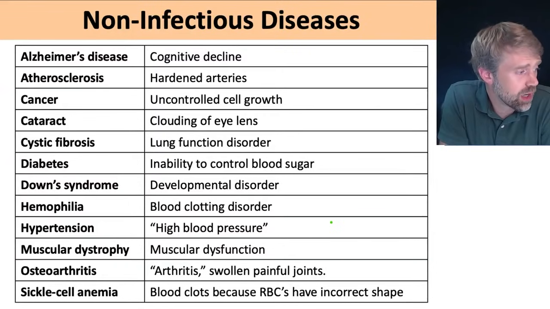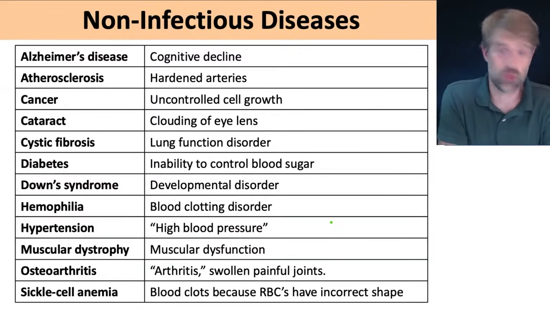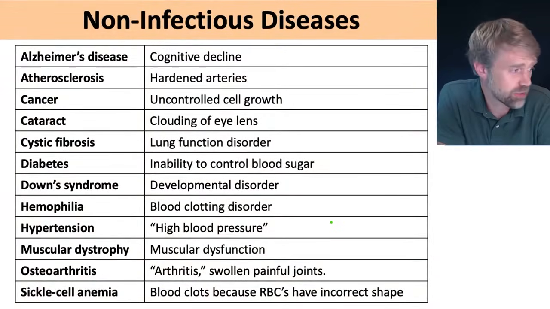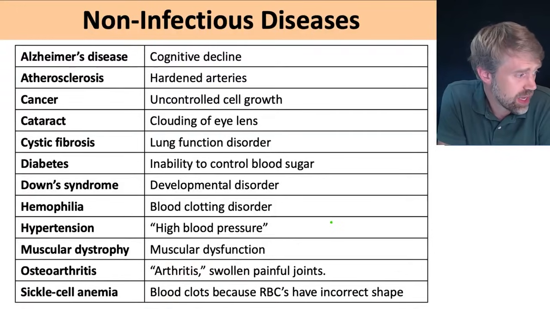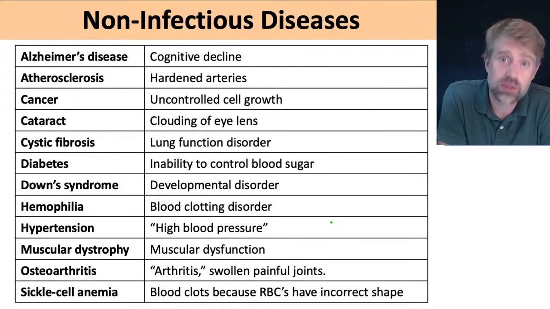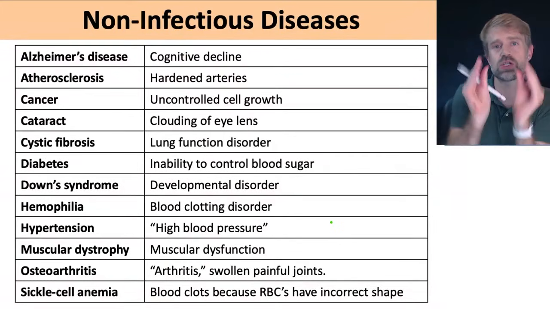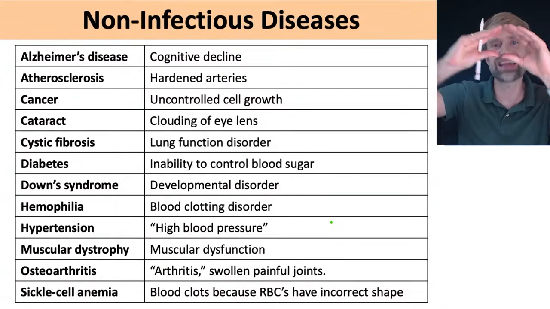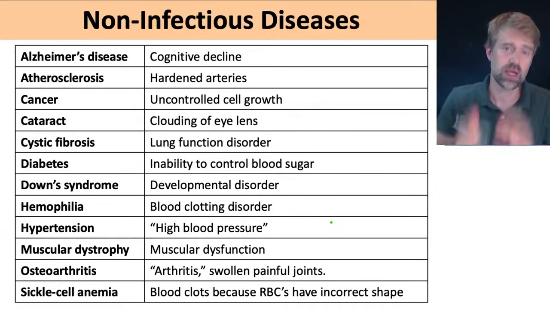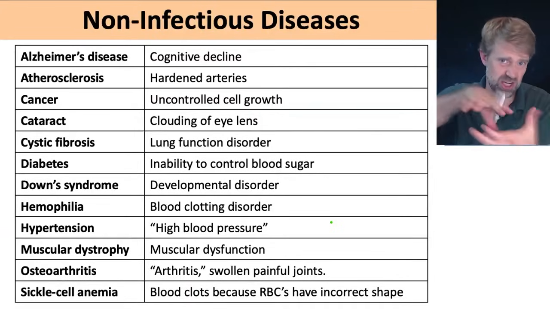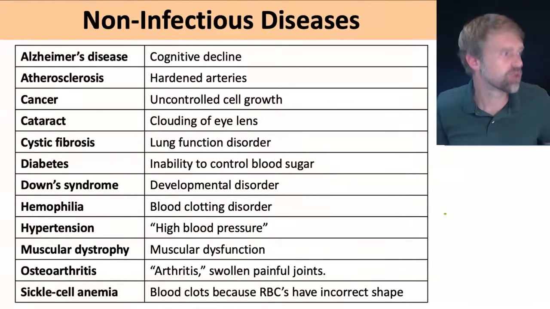Osteoarthritis is commonly known as arthritis. It's just, we call it arthritis. Swollen, painful joints. And sickle cell anemia causes painful blood clots because red blood cells have an incorrect shape. They can take on the shape of a crescent moon instead of being nice and round, so they can get stuck in places and they can cause clots. Learn these non-infectious diseases. And then we've got to go a step further.